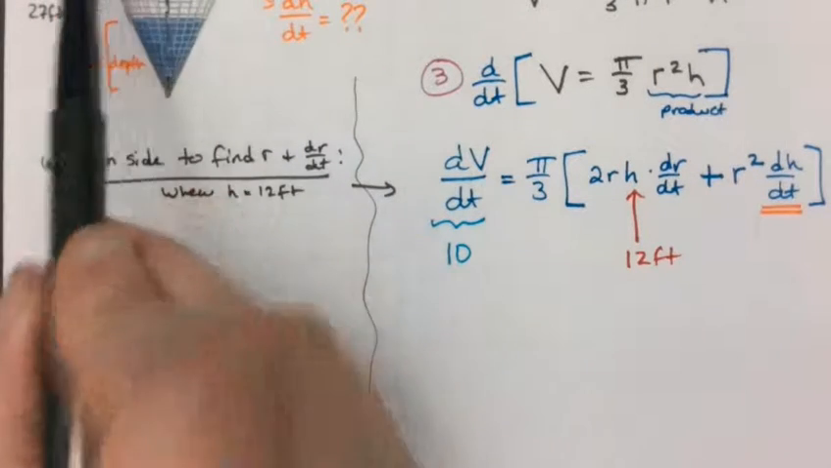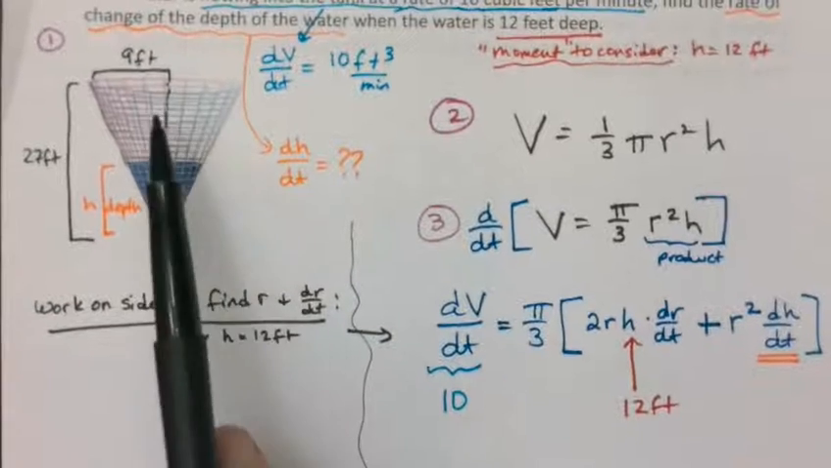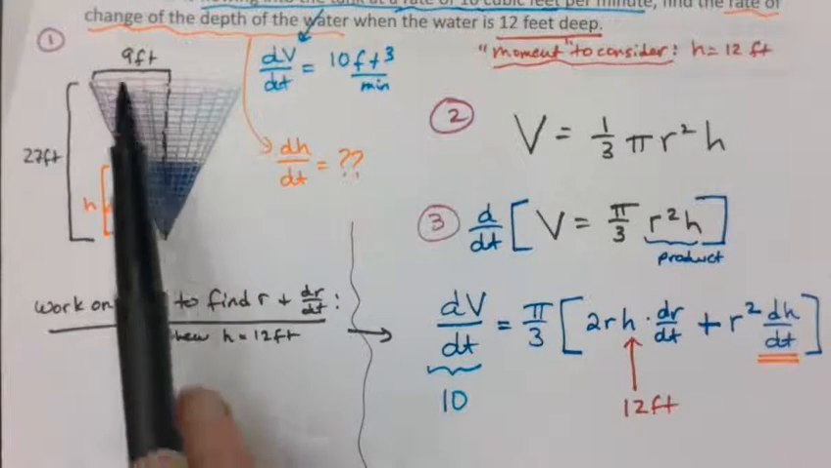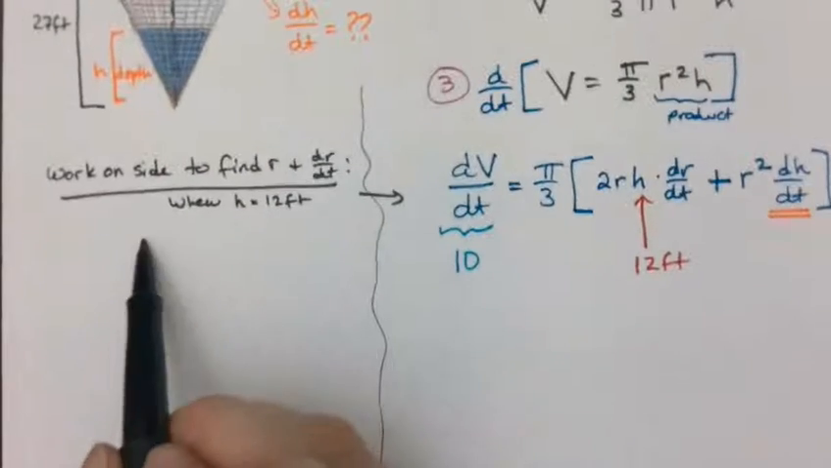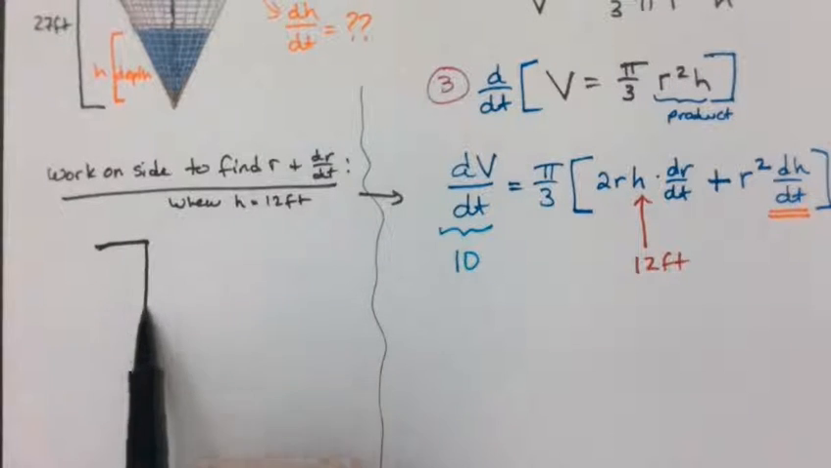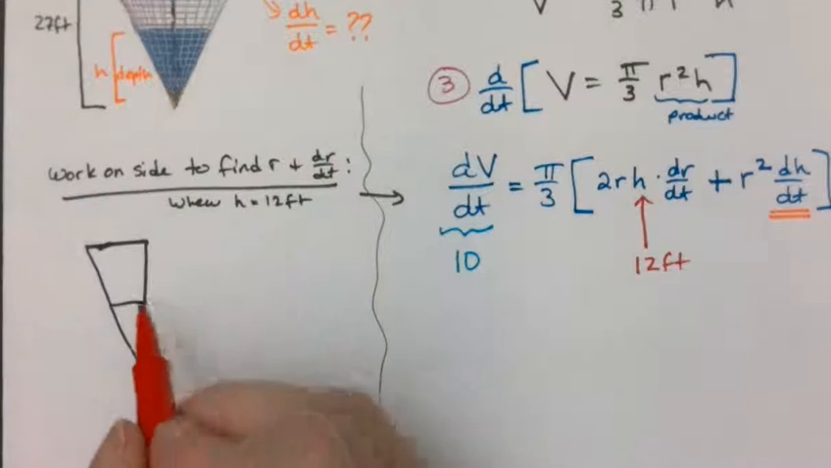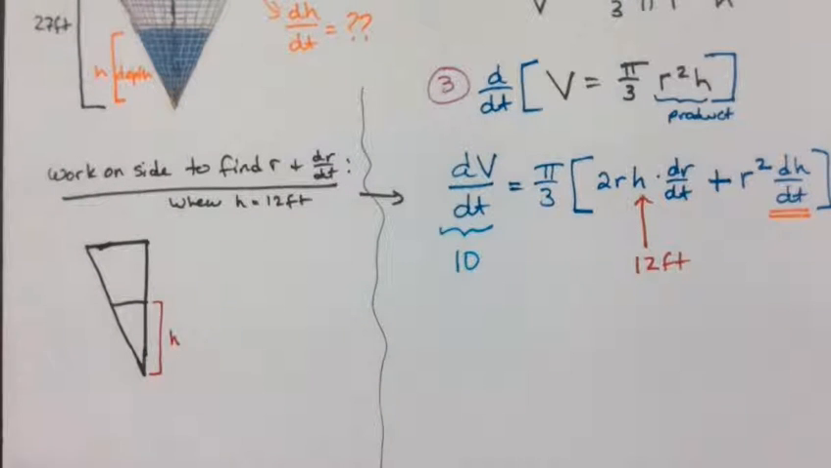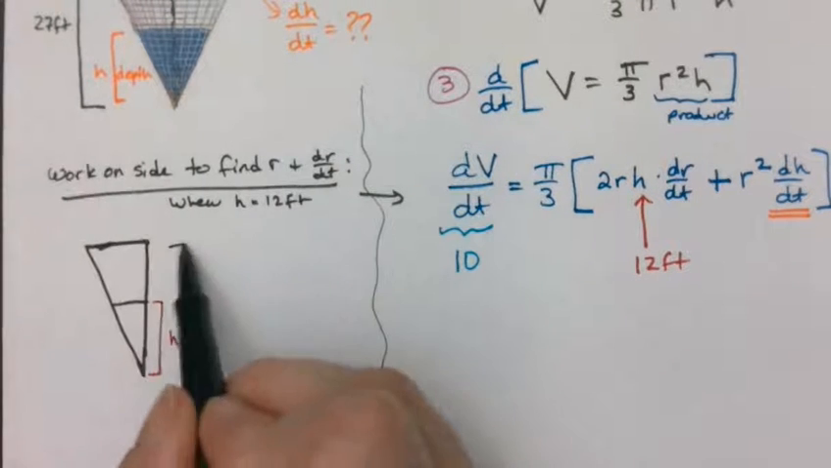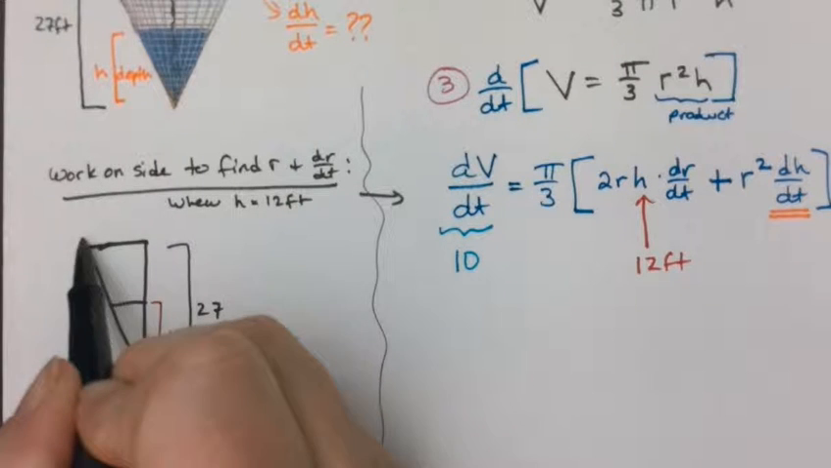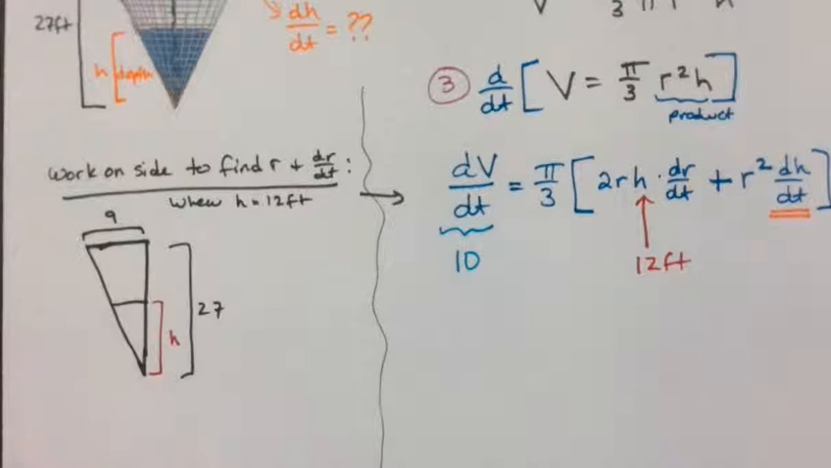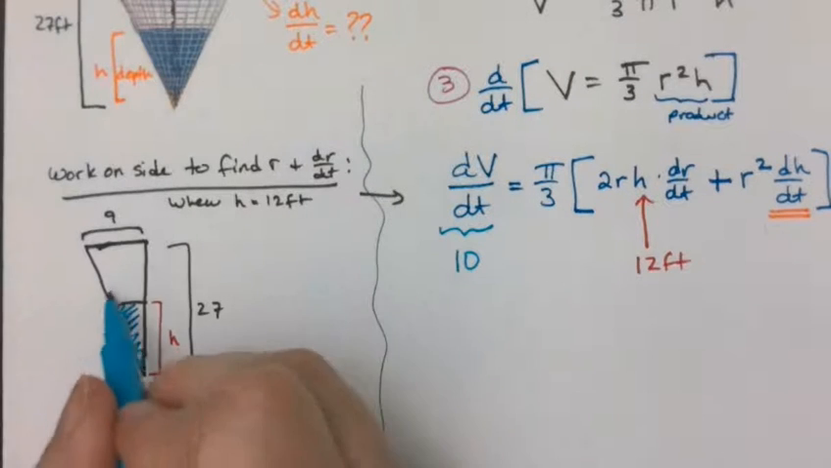So I'm going to start with looking up at the cone and realizing there are triangles in there. So I'm going to redraw that piece of the cone. Try to draw my best. And then the water was right here at the moment that we're considering. So we're considering this is h. Let's see, this was 27. This was 9. And then there's water all in here. And then this is r.